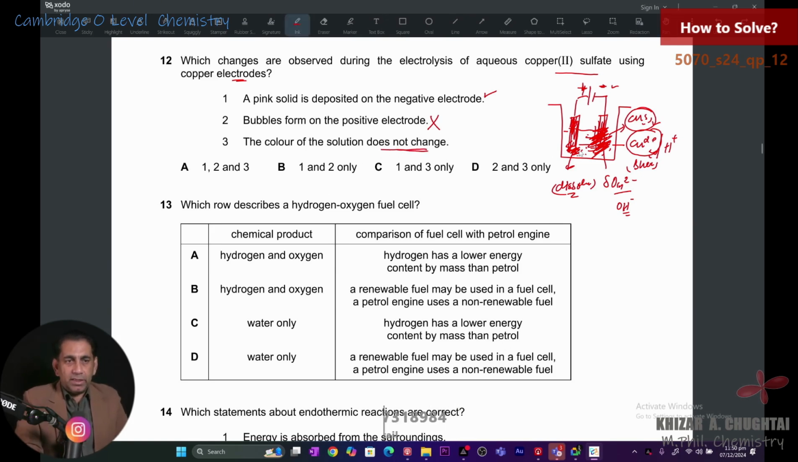Yes, it is correct. The quantity of the copper that is going to shift towards this cathode is basically compensated by the loss of this anode. So the concentration of the copper ion that is shifting towards the cathode is equal to the concentration of the copper ion that is being formed in the solution by dissolving this anode. So color remains blue. Chemistry of the electrolyte remains unchanged, so it's correct. 1 and 3, C is the correct option.